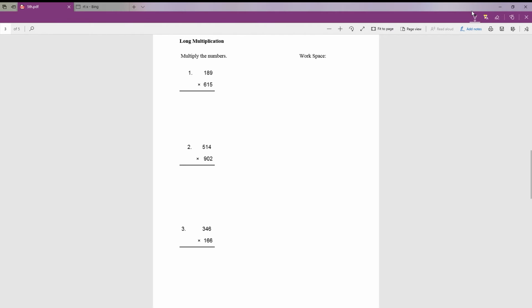Okay, so here we have long multiplication. Multiply the numbers, and this is your workspace, so we would do our work over here. The way you would do long multiplication is by breaking it down. So let's give an example here: 76 times 89, right? I have two-digit numbers that I want to multiply together, and you can't just do it by simply multiplying. You have to break it down.